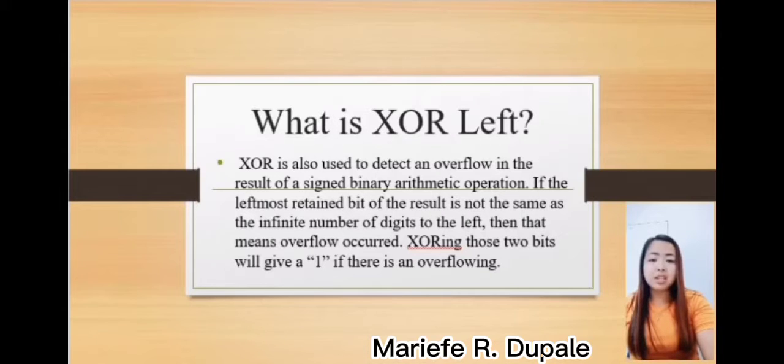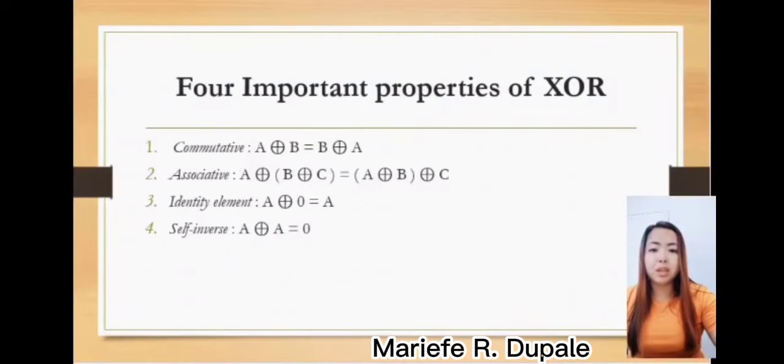The primary reason XOR is so useful in cryptography is because it is perfectly balanced. For a given plaintext input of 0 or 1, the ciphertext result is equally likely to be either 0 or 1 for a truly random key bit. There are 4 important properties of XOR: commutative, associative, identity element, and self-inverse.